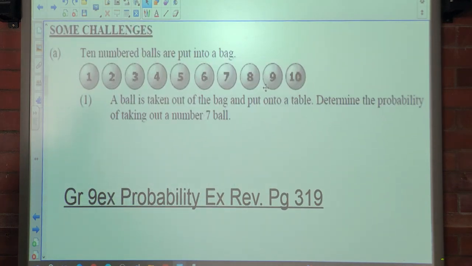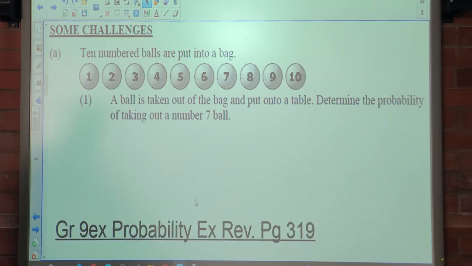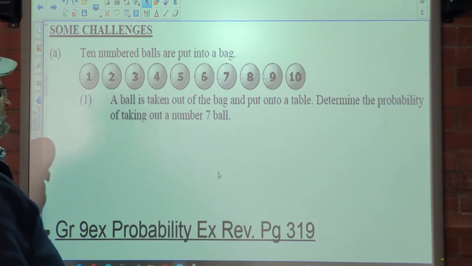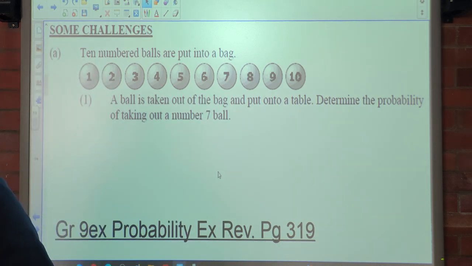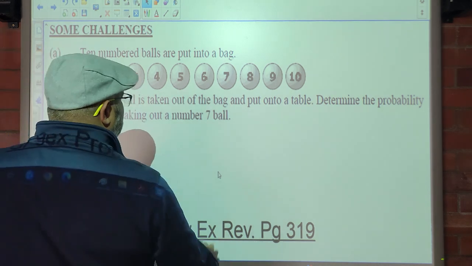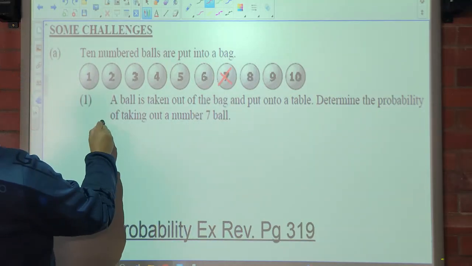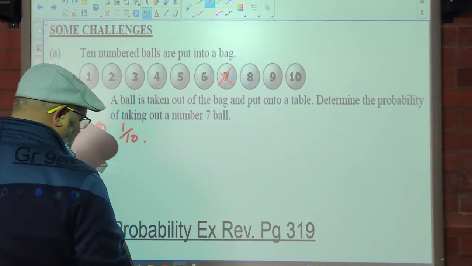Some challenges. 10 balls are put in a bag. A ball is taken out of the bag and put on the table. Tell the probability of taking out a number 7 ball. Number 7 is 1 out of 10. You want to do that?